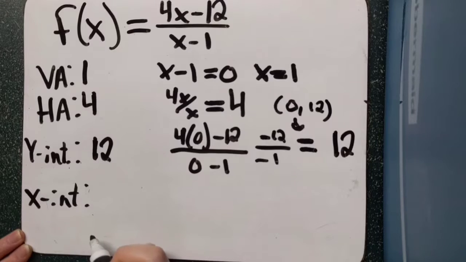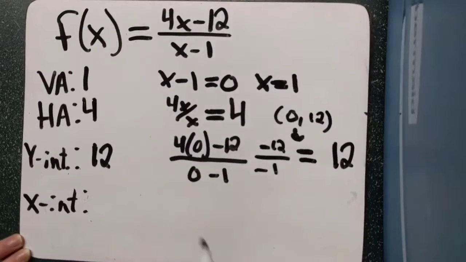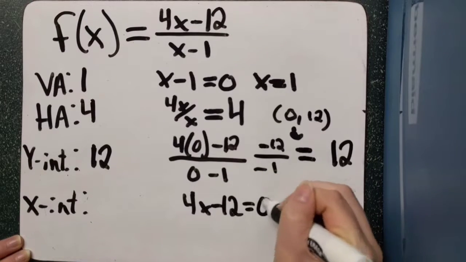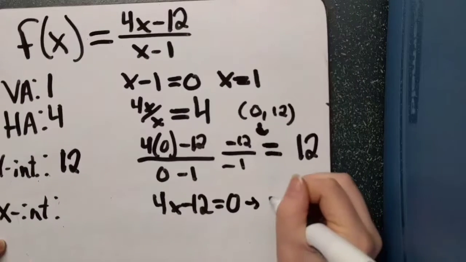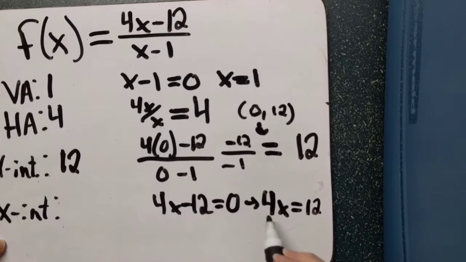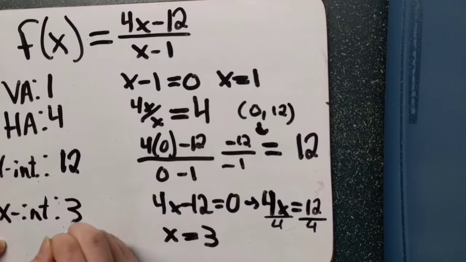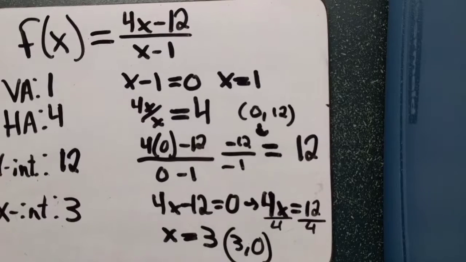Our x-intercept is when we set the numerator equal to 0. So 4x minus 12 equals 0. Add 12 to both sides. 4x equals 12. Now divide both sides by 4 so that we can get x alone. And x is going to equal 3. So our x-intercept is going to be 3, or written as a point, it would be 3, 0.